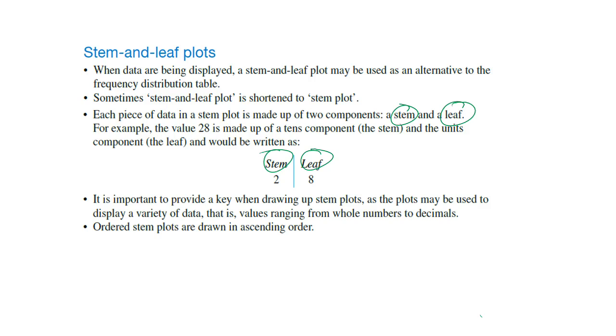All right? So how we would write that is, we'd say the key would be, you use an example, you go 2, you put a line there, you go 8 equals 28, okay? If you had a number like 323, you'd have your tens and your hundreds as your stem, and you'd have this as your leaf. So that would equal 323. Okay.